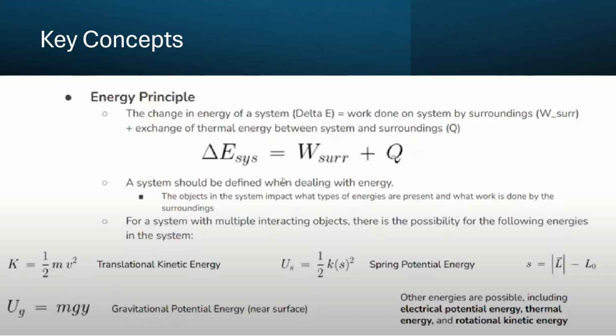A system should be defined when dealing with energies. The objects in the system impact what types of energies are present and what work is done by the surroundings. For a system with multiple interacting objects, there is a possibility for the following energies in the system: translational kinetic energy, gravitational potential energy, and spring potential energy. There are also other energies possible.